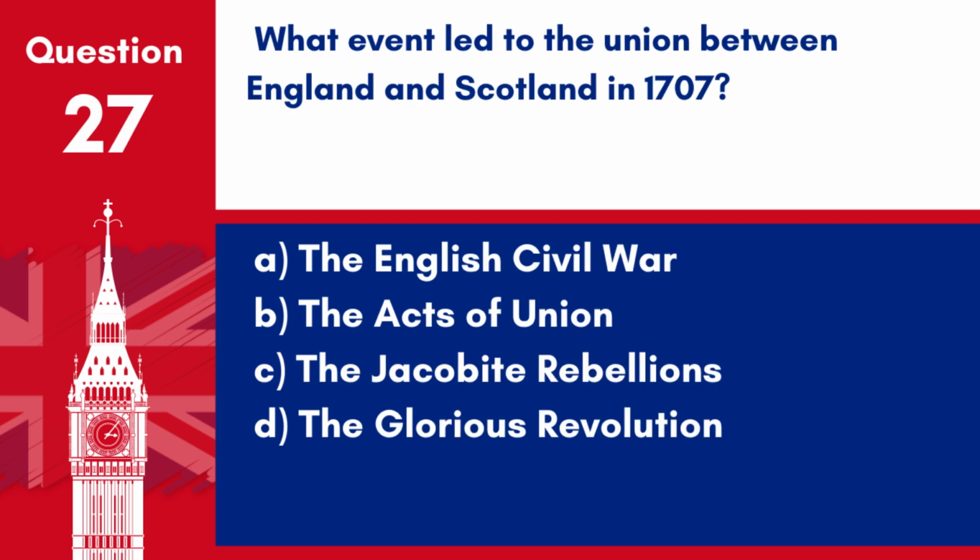Question 27. What event led to the union between England and Scotland in 1707? A. The English Civil War. B. The Acts of Union. C. The Jacobite rebellions. D. The Glorious Revolution. Answer: B. The Acts of Union. The union between England and Scotland in 1707 was led by the Acts of Union.